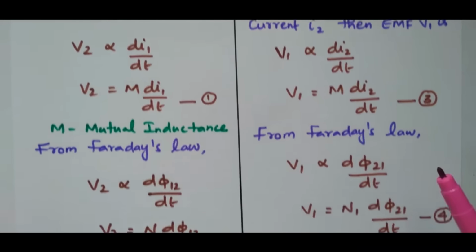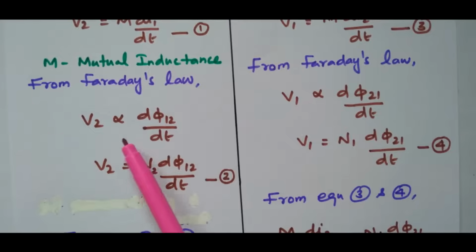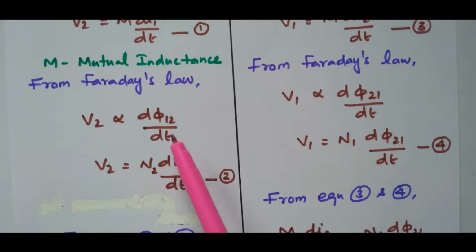From Faraday's law, what is V2? V2 is directly proportional to d phi 12 divided by dt, the flux in the second coil. While equating, we introduce the constant, the number of turns in the second coil, because phi 12 depends upon the number of turns. So V2 equals N2 d phi 12 divided by dt. This is equation number 2.